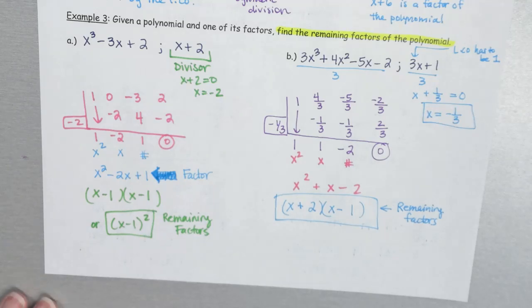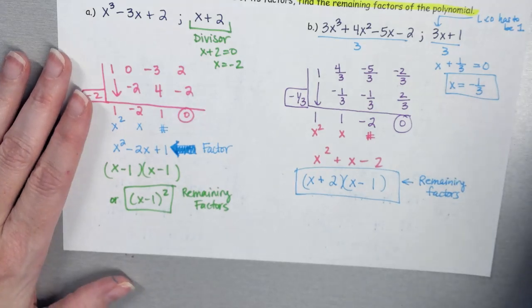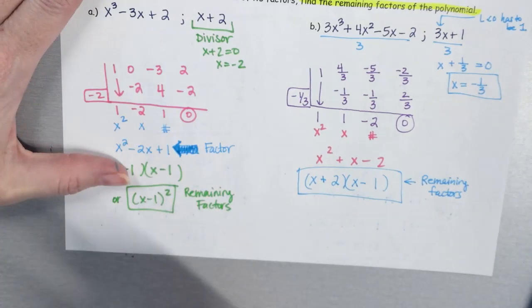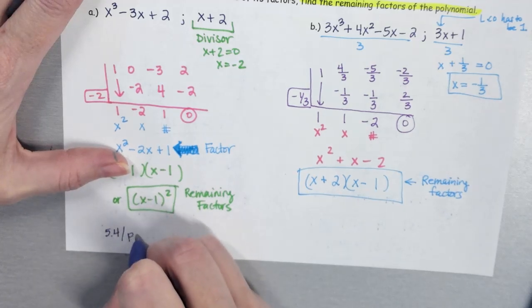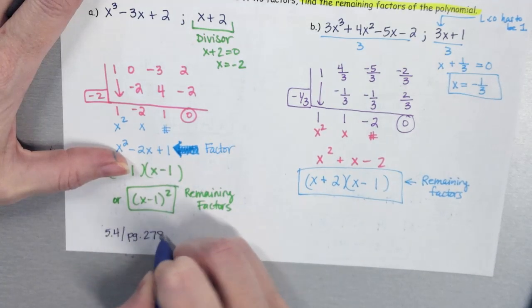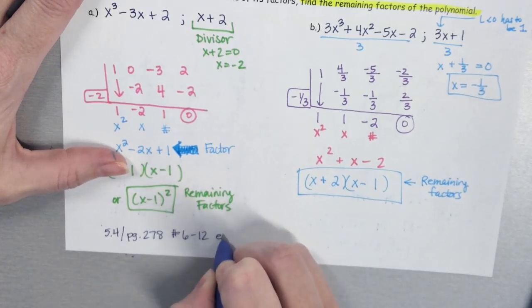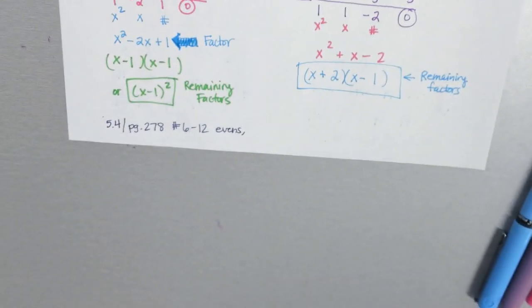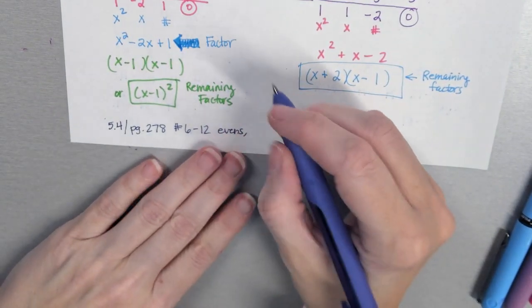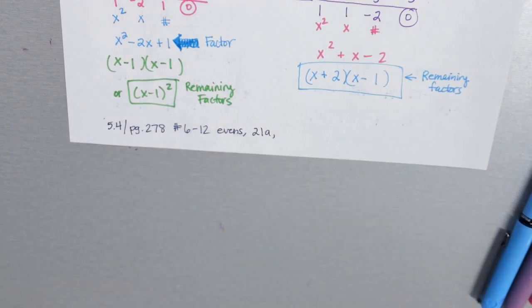All right, and then I'm going to write down your assignment from 5-4. Okay, so there's a couple sets of these where they're just the evens. So the 6 through 12 are evens. Number 21, there are multiple parts.